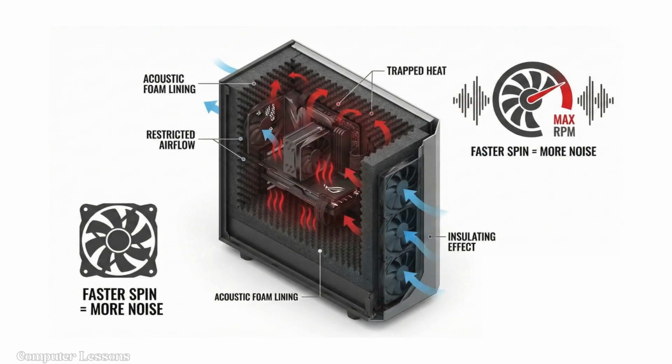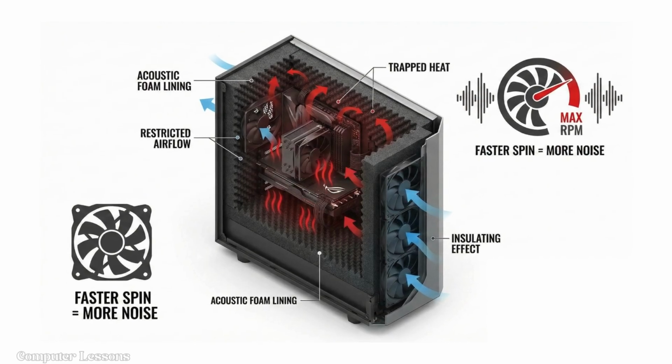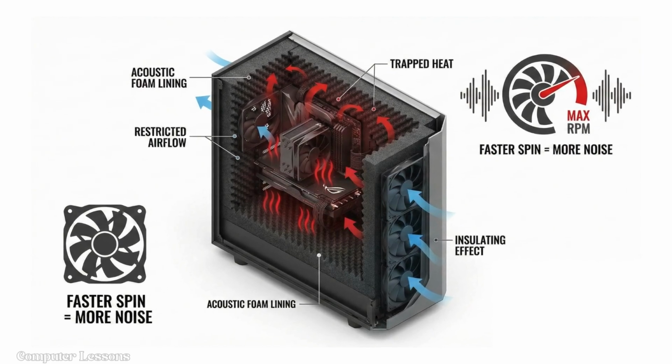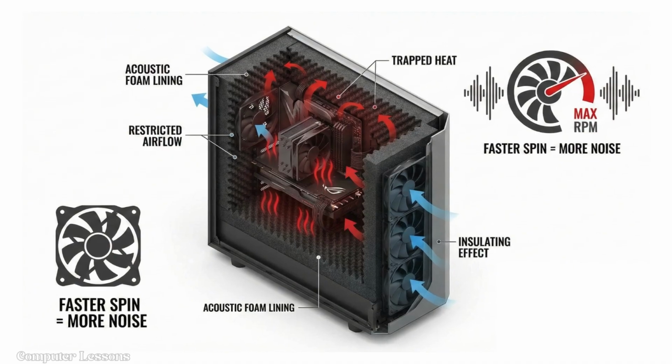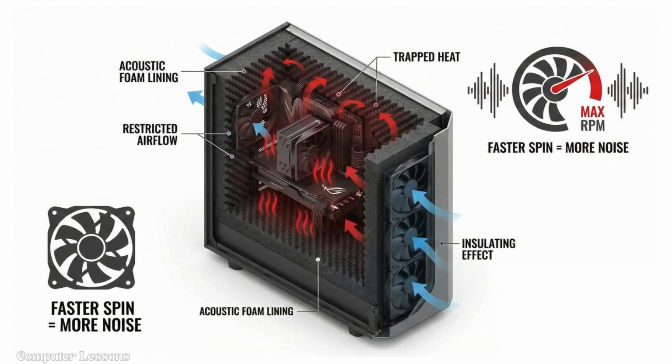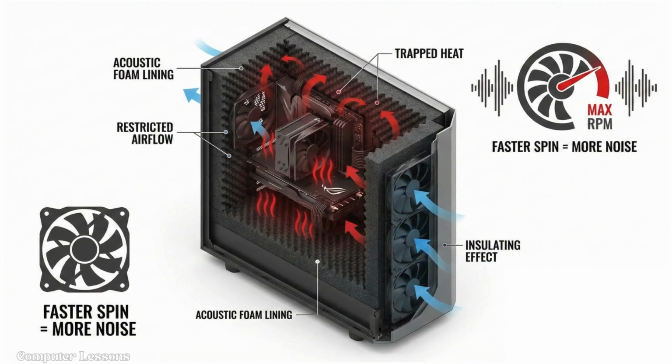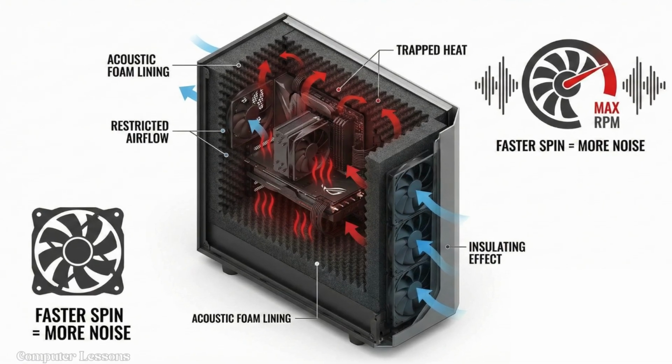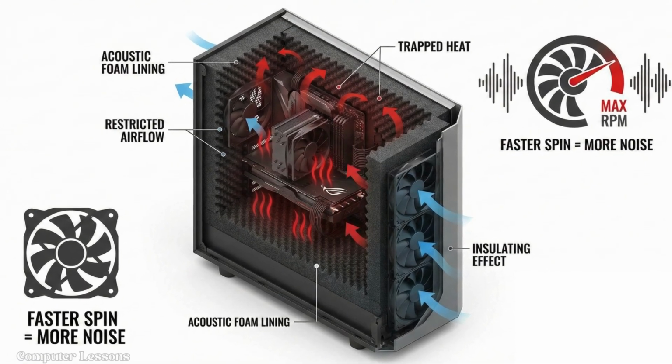Sound dampening is another battleground. Some cases come lined with heavy foam to absorb noise. While this makes the PC quiet at idle, it insulates the case like a winter coat, trapping heat and forcing fans to spin faster, which ironically creates more noise.